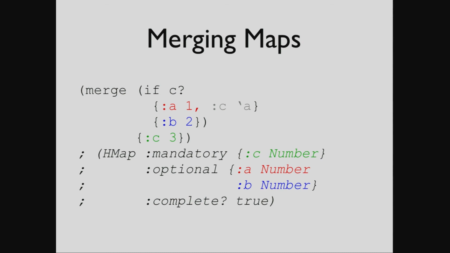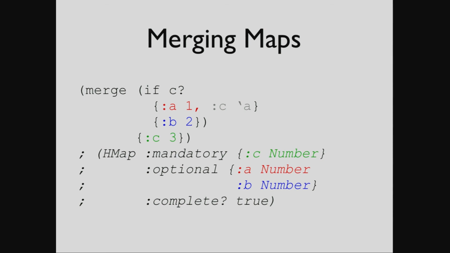So you can see that depending on which branch we have, it's going to be an option. We're going to either have an A key or a B key. So in the type, there's a red and a blue entry in the optional option in the HMap constructor. What the optional keyword argument says, let's look at the red optional key: if A is present, it must be a number. Otherwise, it must be absent from the map. And a mandatory key says it must be present and it must be a number.